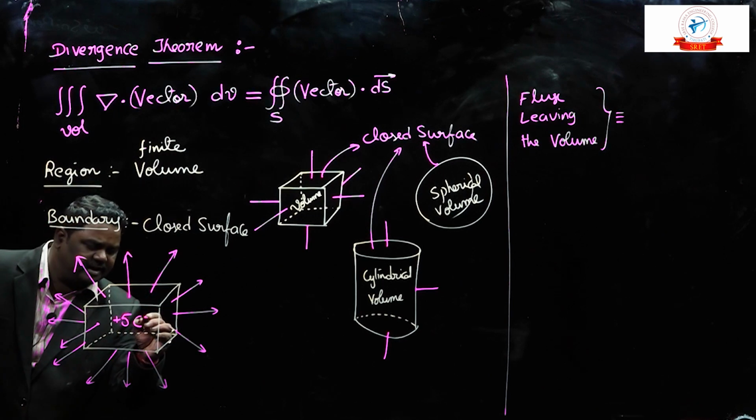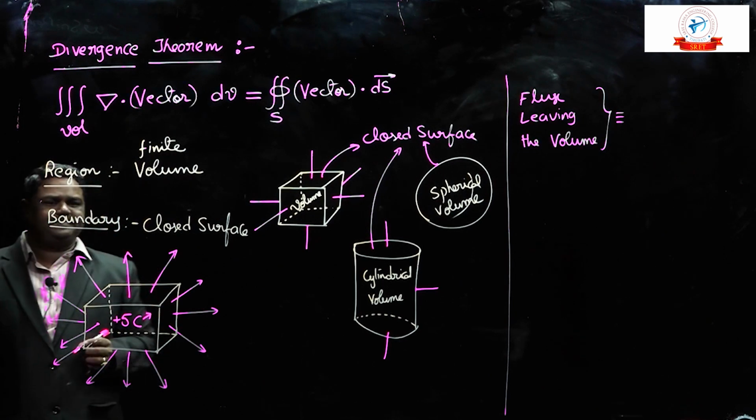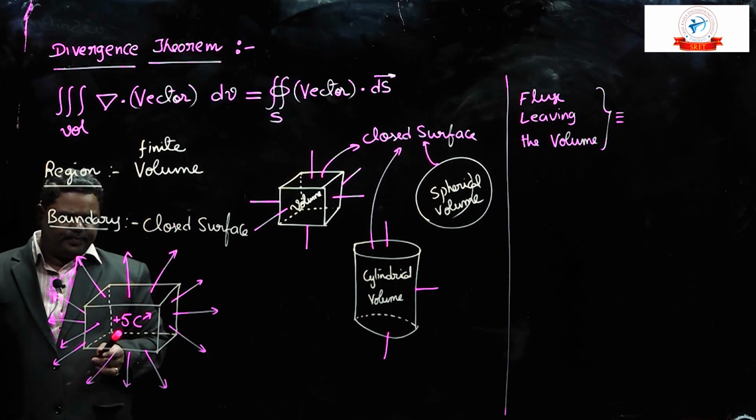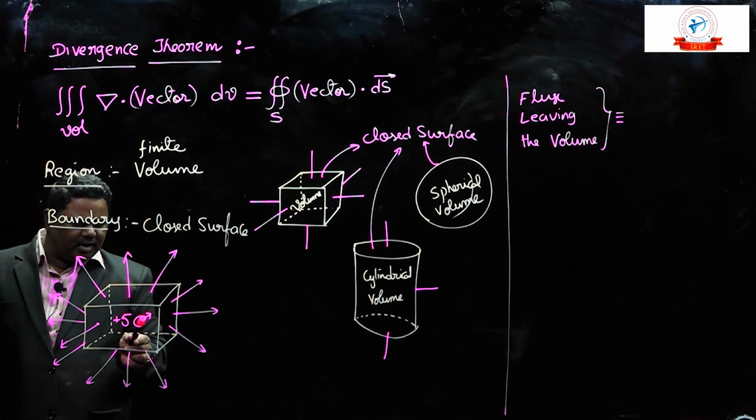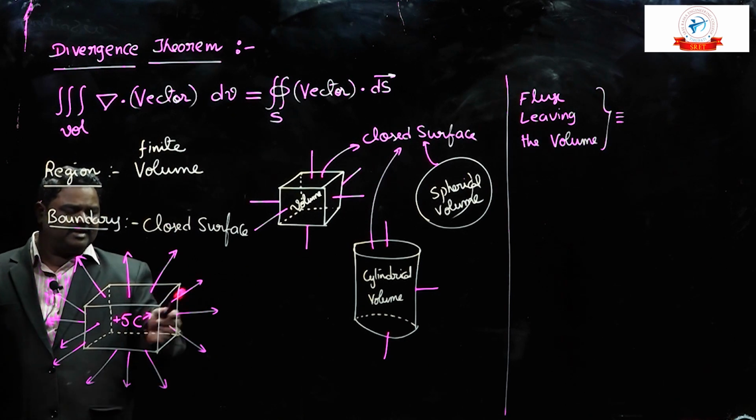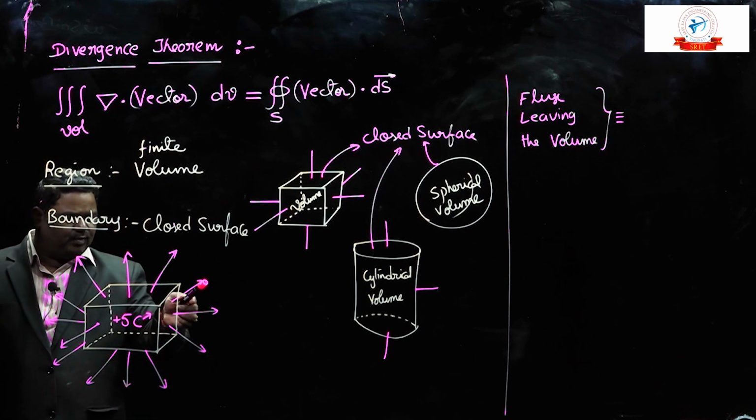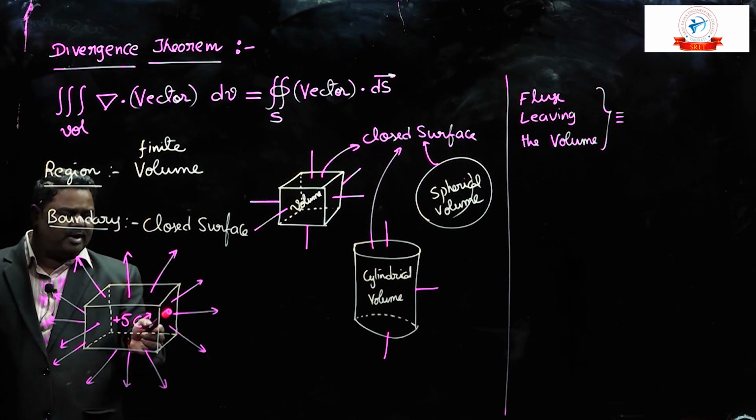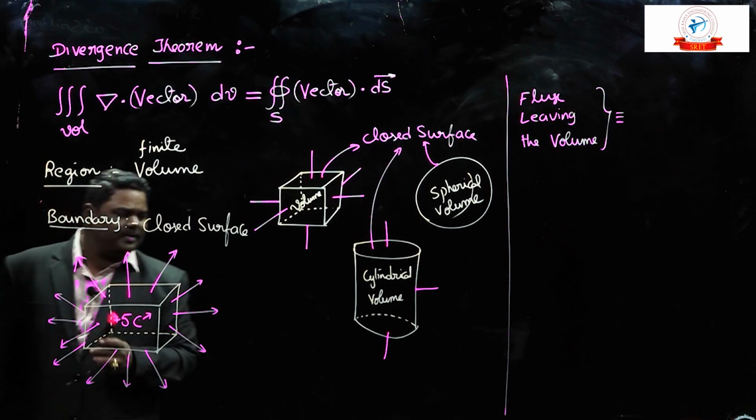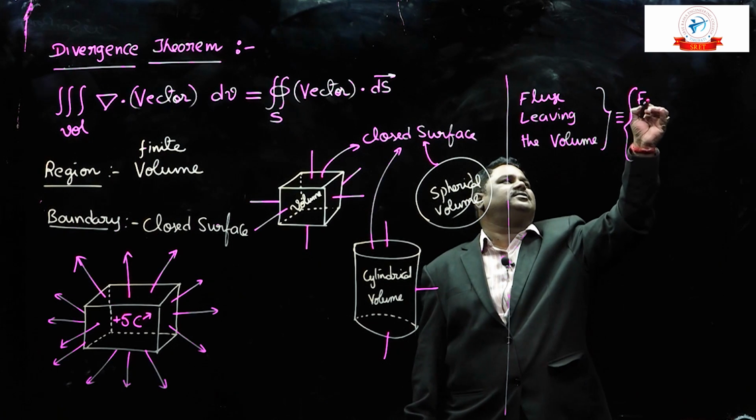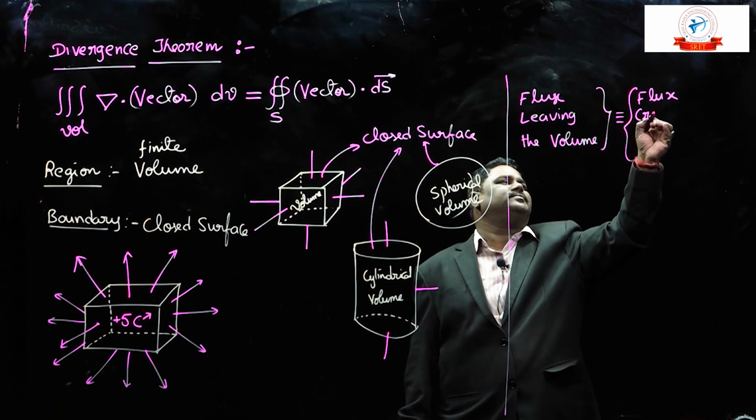For example, if I draw a small flux line like this, is this flux leaving this volume? No. This flux is not leaving the volume, because it is not crossing its boundary. Whenever the flux crosses its boundary, then we can say flux is leaving. So flux leaving the volume is nothing but flux crossing its boundary.